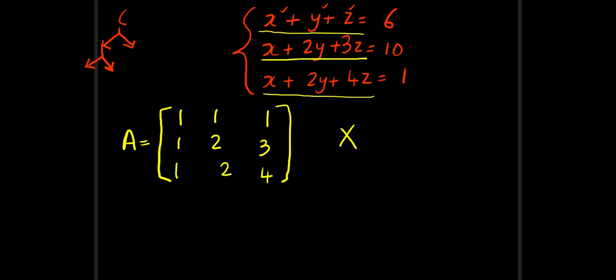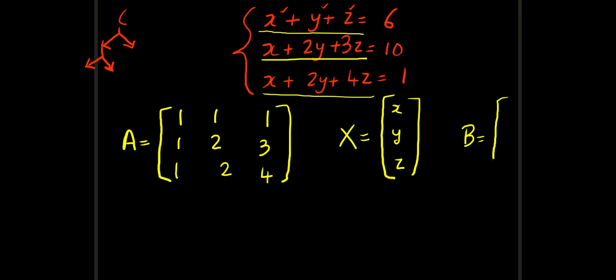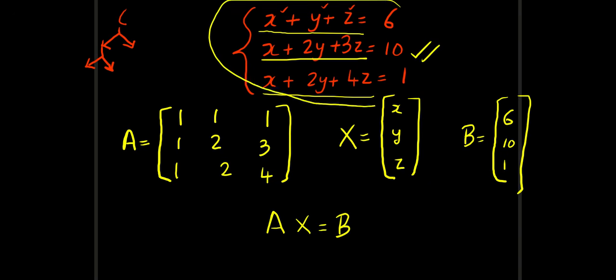Now capital X. What was capital X? Yeah, the column matrix, which contains all the unknowns. So how many unknowns are here? 3. And what are the unknowns? X, Y and Z. And finally, capital B, that is the right side, and that will be 6, 10 and 1. Okay. Now we know that capital AX is equal to B is the matrix equivalent of this system. So remember, the matrix equivalent of this system is AX is equal to B.